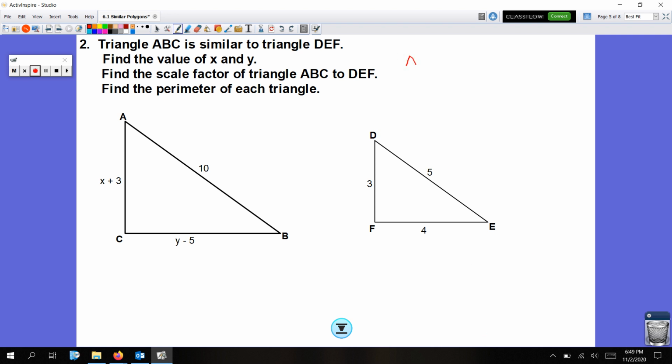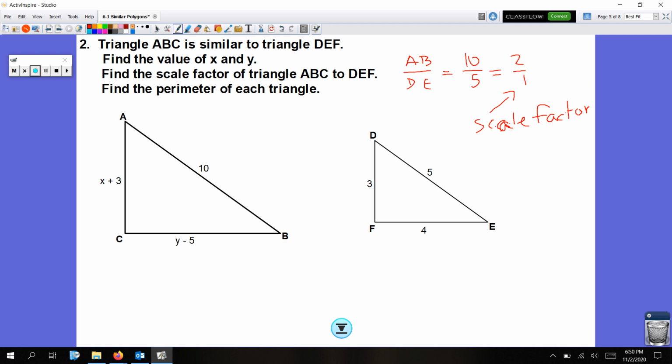For the scale factor, if I put AB over DE, that is 10 over 5, which is 2 over 1. That is the scale factor. Scale factor. It is hard to write. Okay. 2 over 1 is the scale factor.